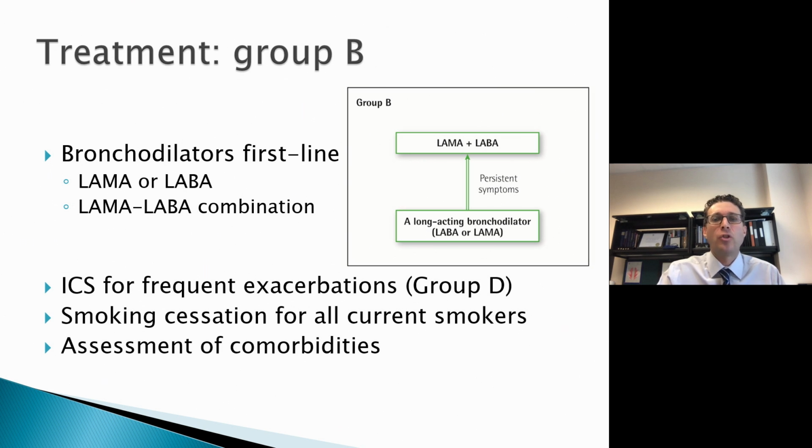So bronchodilators are the first-line therapy for group B, and it could either be a LAMA or a LABA. And then if they have persistent symptoms, consider a LAMA-LABA combination. So that was why the LAMA was correct in that answer. We reserve the inhaled corticosteroids for patients with frequent exacerbations in group D, although I did not mention this patient's eosinophil level, which would be important to know. Smoking cessation is essential for all current smokers, and that's why nicotine replacement therapy was listed on the slide. And again, we should assess this patient's comorbidities as well as assessing their COPD.